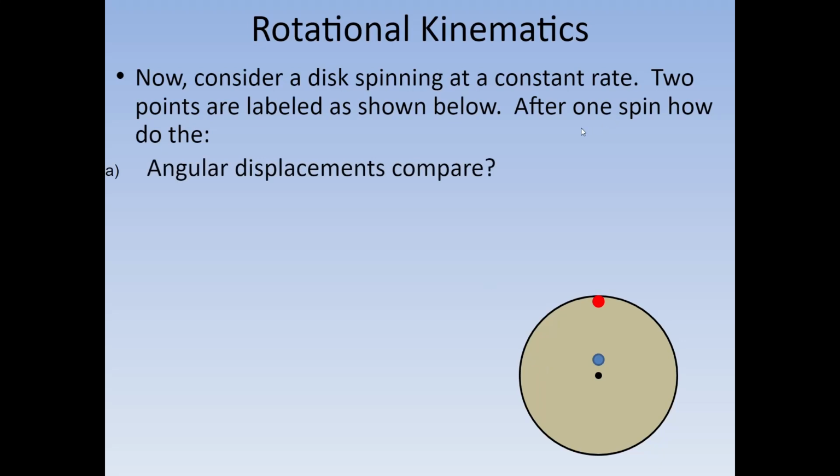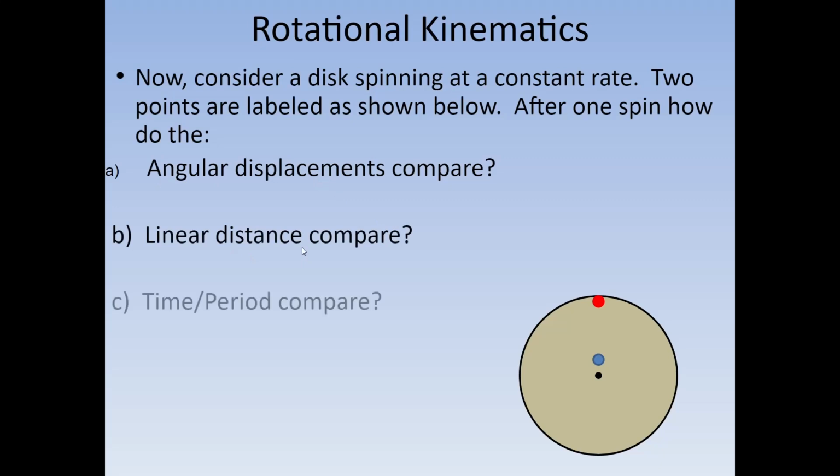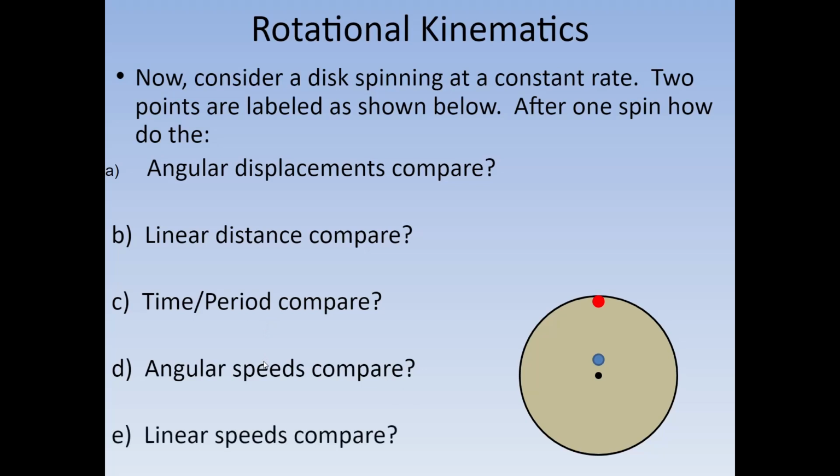So let's worry about this. The question goes, let's say that we have these two objects, these two points on a disk. The disk rotates one full time. It doesn't do it right here, but it rotates one time. How do the angular displacements compare? The linear distances? The time and period? Angular speeds and linear speeds.